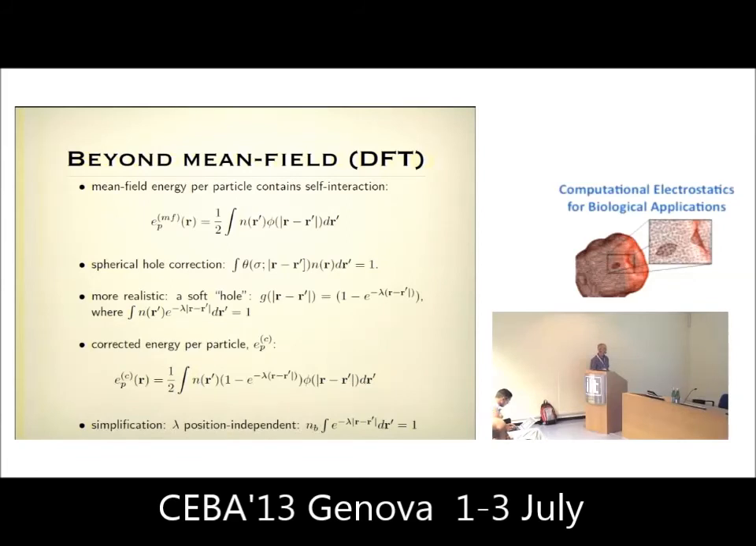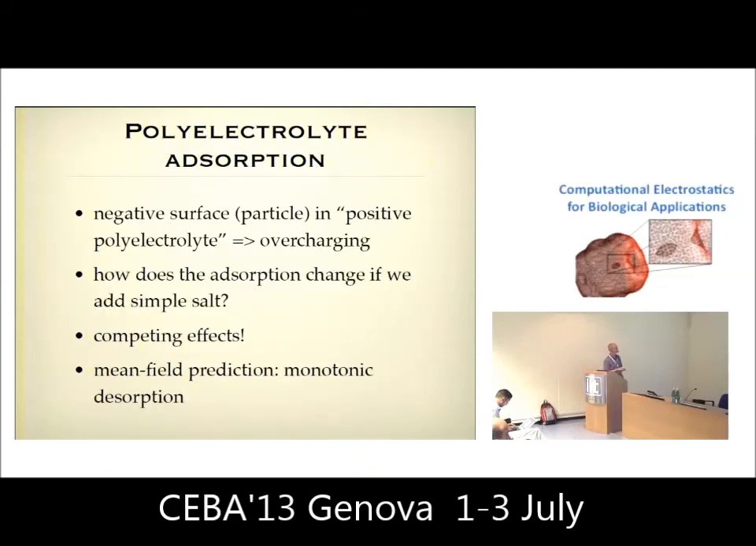And you can make things even simpler by assuming that this lambda, this decay length, is position independent, so it's only depending on the bulk density, and then you get something like this, which is really simple. And that's the one we have used, actually. And using that, we get a very nice agreement between simulations and theory.